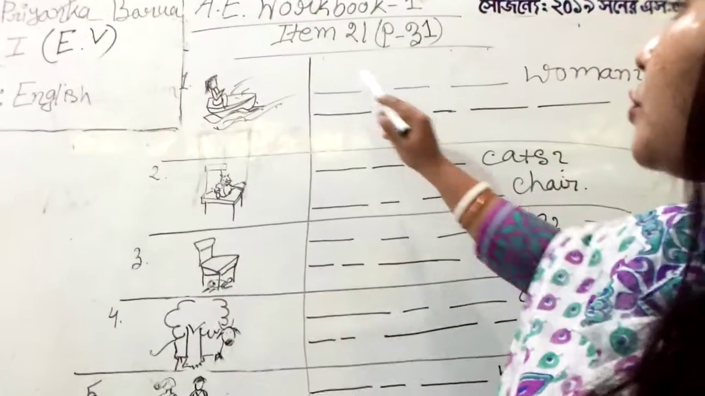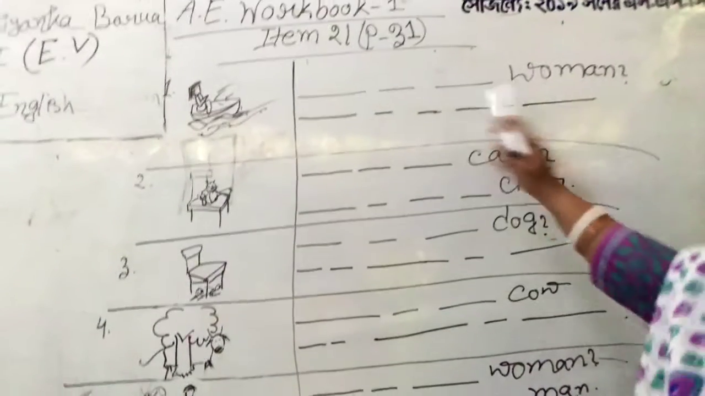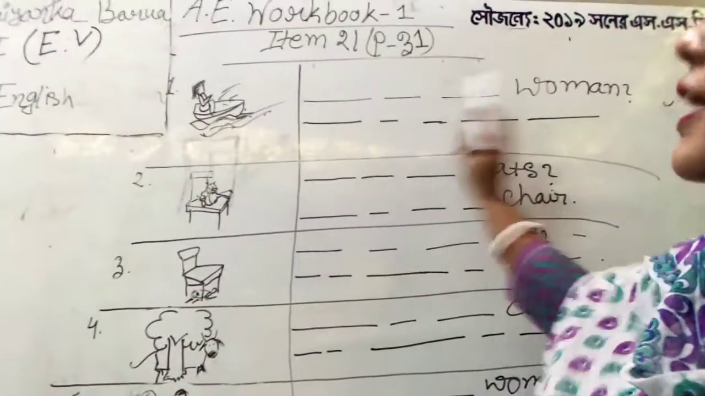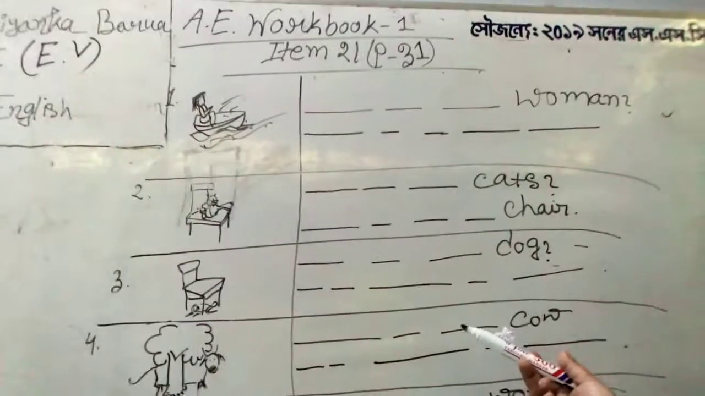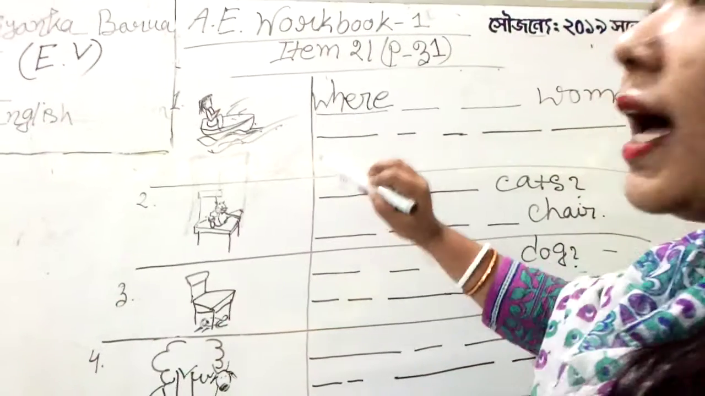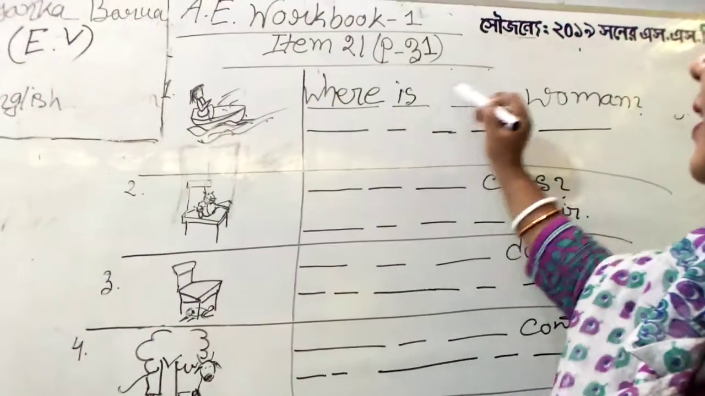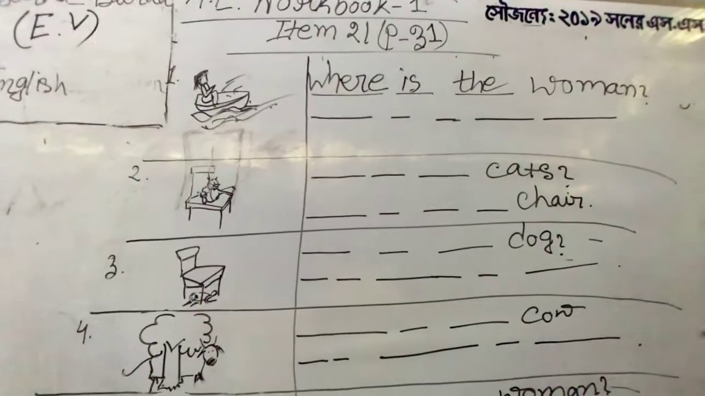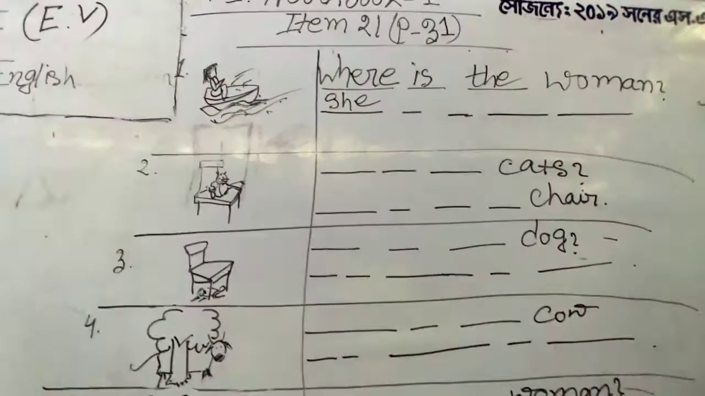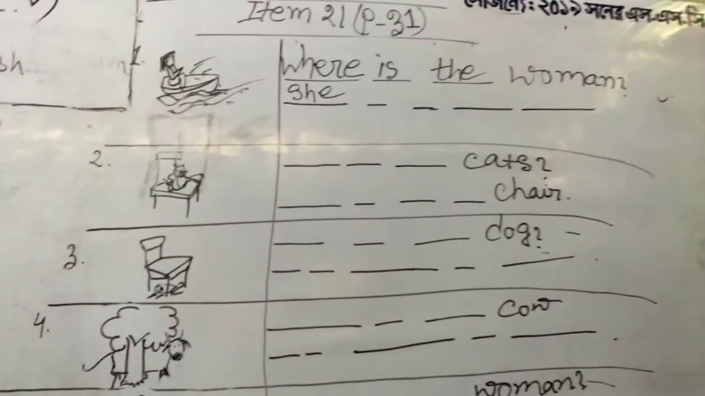Isn't she? Yes. So see, earlier you were also given the questions, but here the question is incomplete. So what we have to do is complete the question first, then we will look for the answer. So the first question is: where. Please write down the words first. Where is the woman? Now the answer is she. Why is it she? Because for woman or girl or female, we use the pronoun she. That's why I have to write she.